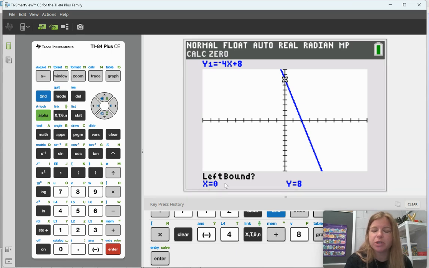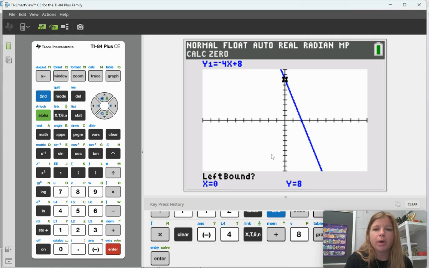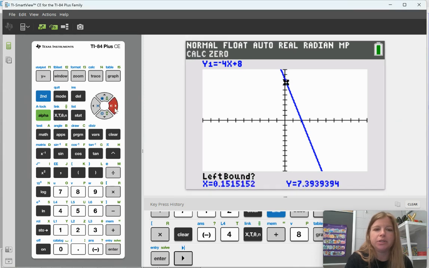And we notice we have this question at the bottom that says left bound, and notice the ordered pair they give us, 0, 8, is actually where the cursor is blinking. So what I need to do now, for the question left bound, is move my cursor so it is located to the left of 0. We want it to be to the left of where the x-intercept actually is, and press enter.